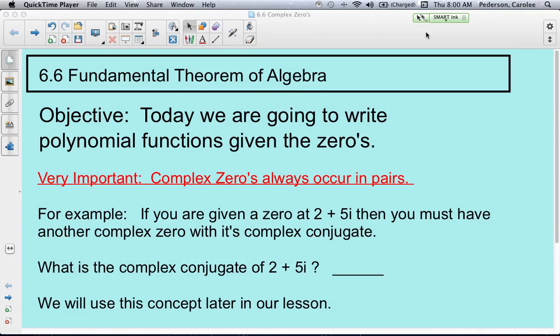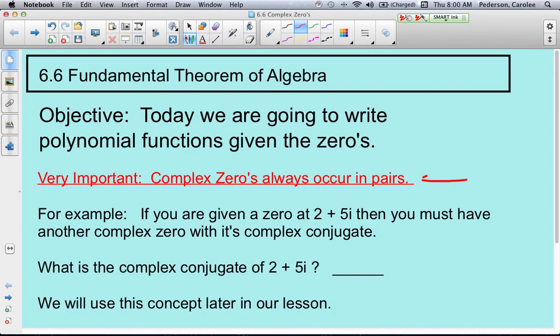Very important in the red, I do want you to write this down. Complex zeros always occur in pairs. So go ahead and write this down right here in the red.